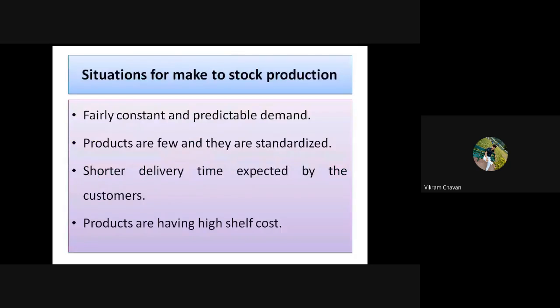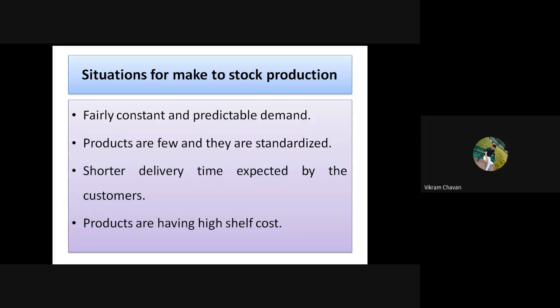So what is the situation for make to stock production? First, fairly constant and predictable demand. This is the first situation where there is constant demand from the market, and we can predict that demand. In that case, we can go for make to stock production. Then, products are few and they are standard. If there is a variety of products, then we can't go for make to stock production, because variety also shifts the customer interest accordingly. So if the products are very few and standard products in the company, then we can go for make to stock production.